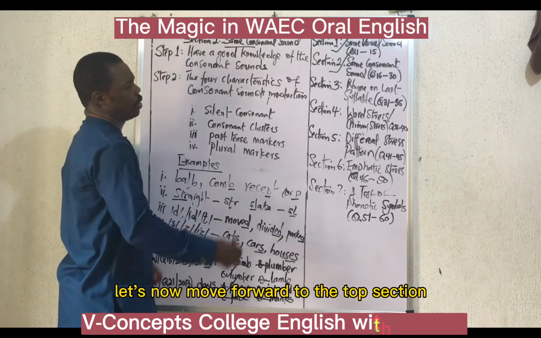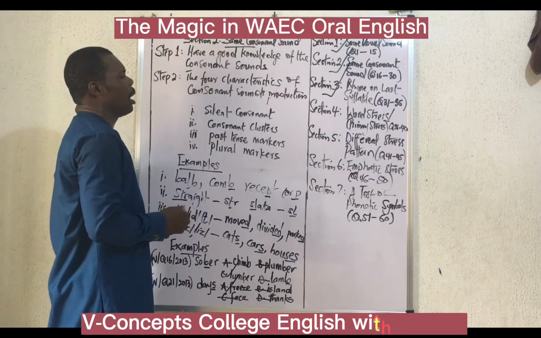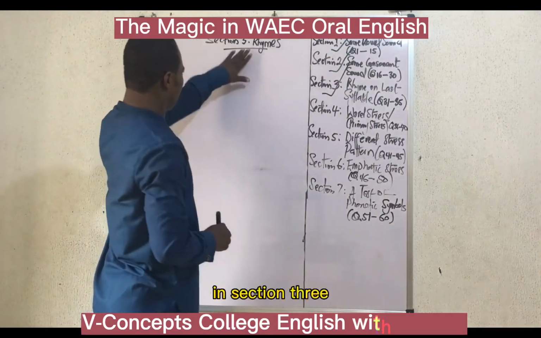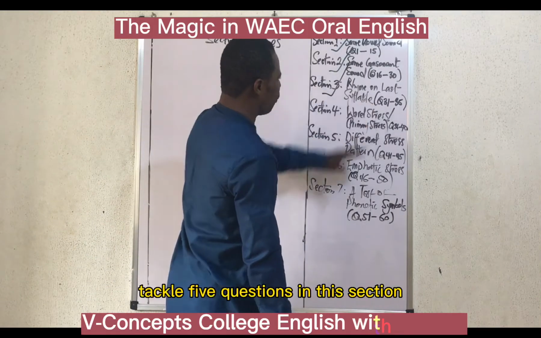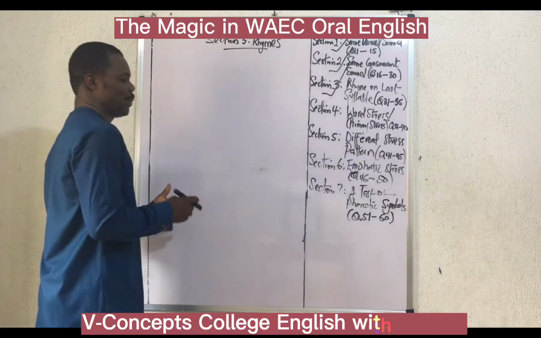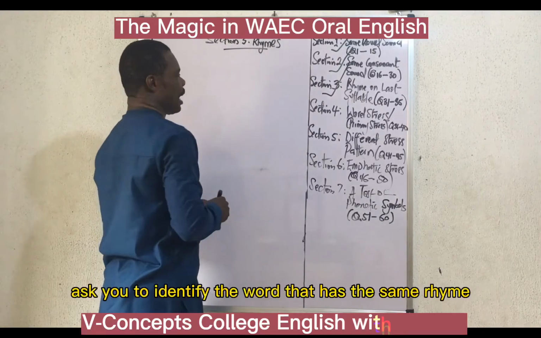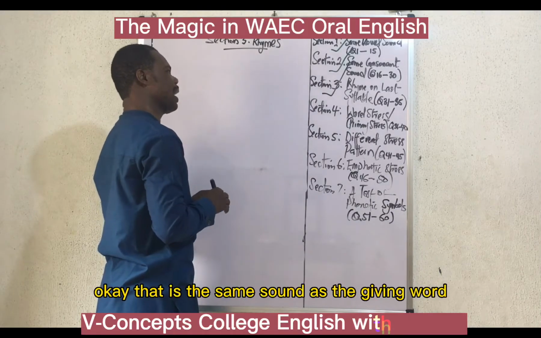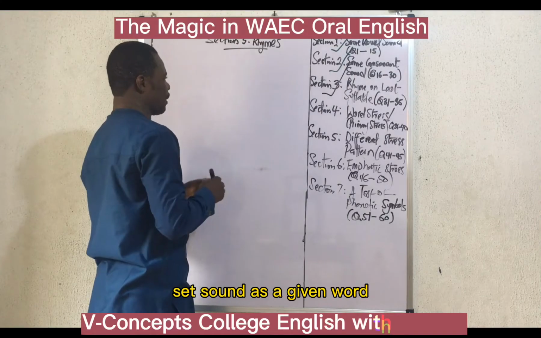Let's now move forward to the third section, which is rhyme on last syllable. So how do you handle problems in section 3? You are expecting to tackle 5 questions in this section, that is question 31 to 35. It's very simple. They will usually give you a word and some options, and ask you to identify the word that has the same rhyme, that is, the same sound as the given word.